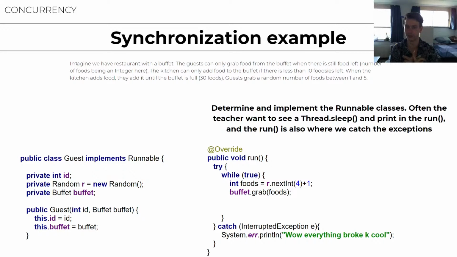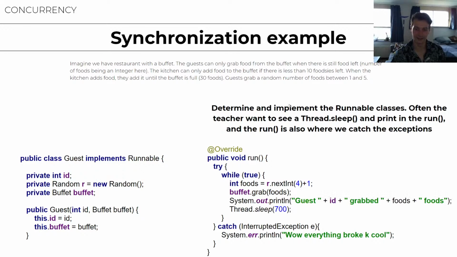So it needs to determine the amount of food that it wants to grab, which is a random number from 1 to 5. Then it needs to grab that from the buffet. And then it needs to do a print and a sleep. So these two lines, the print and the sleep, 2 free points. And I see debugging 101, exactly.